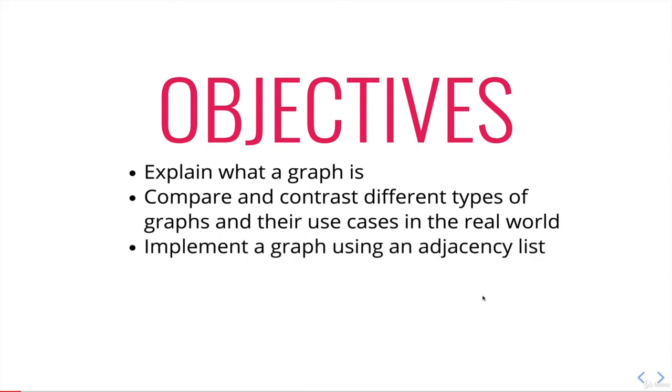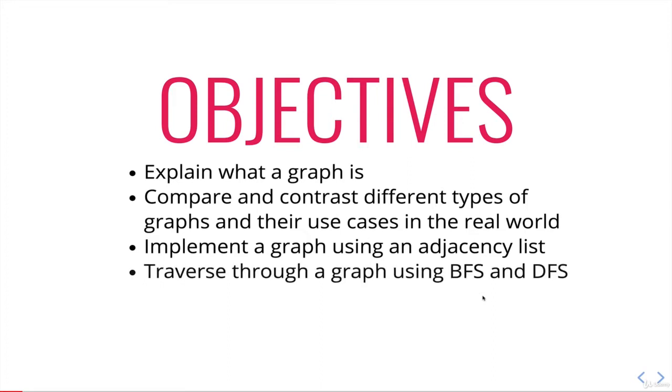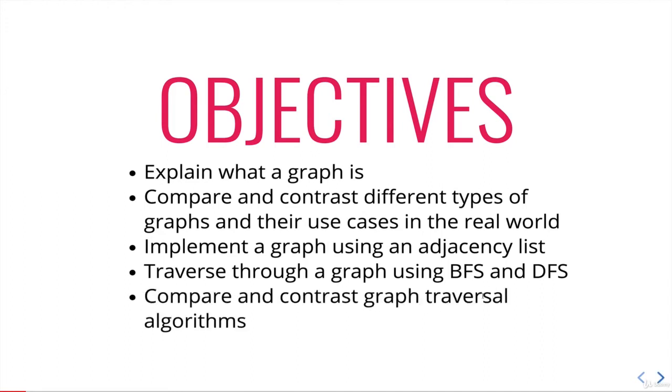Then we'll implement a graph using something called an adjacency list. So there are multiple ways to implement graphs. I'm just going to show you one, the adjacency list, and we'll talk about why. Then we'll traverse through a graph using our good old BFS and DFS, breadth first and depth first search. Compare and contrast graph traversal algorithms. We'll talk about Big O along the way, talk about some fun algorithms. But let's get started by just talking about what a graph is.